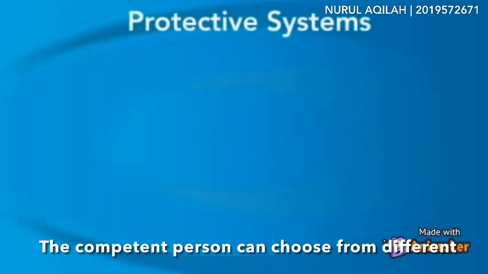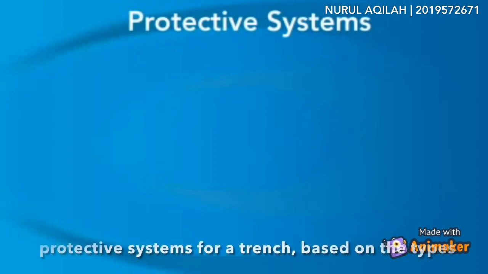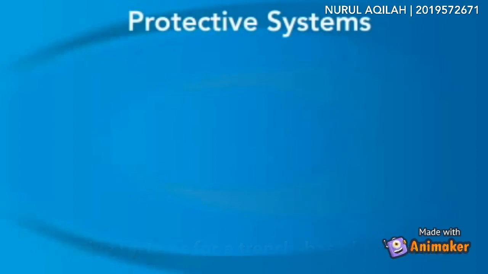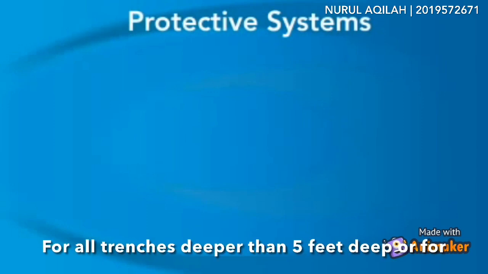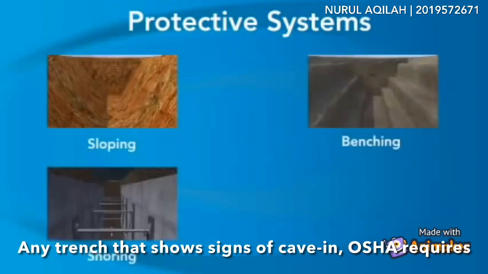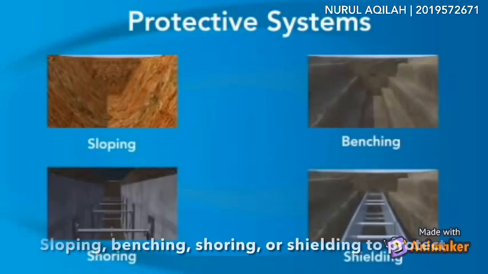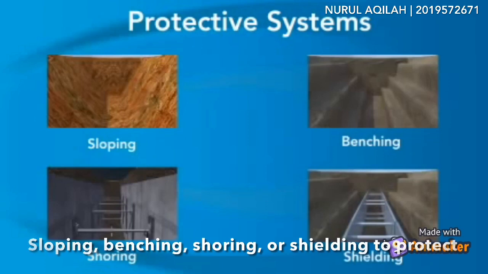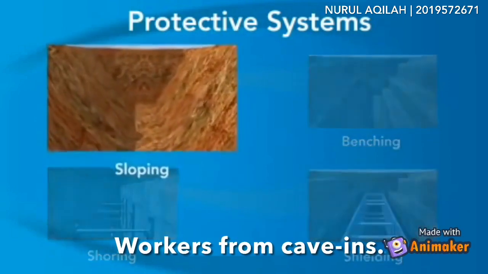The competent person can choose from different protective systems for a trench based on the type of soil found. For all trenches deeper than 5 feet, or for any trench that shows signs of caving, OSHA requires sloping, benching, shoring or shielding to protect workers from caving.